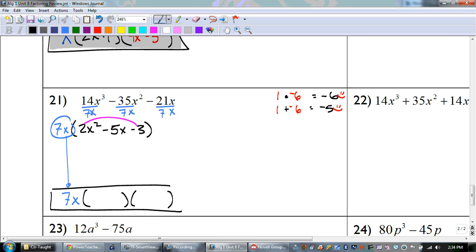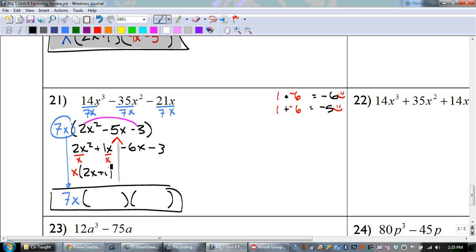And we have to split the middle term. Okay? So we get 2x squared plus 1x minus 6x minus 3. The GCF of the first group is x. The x comes out front, and inside we get 2x plus 1.